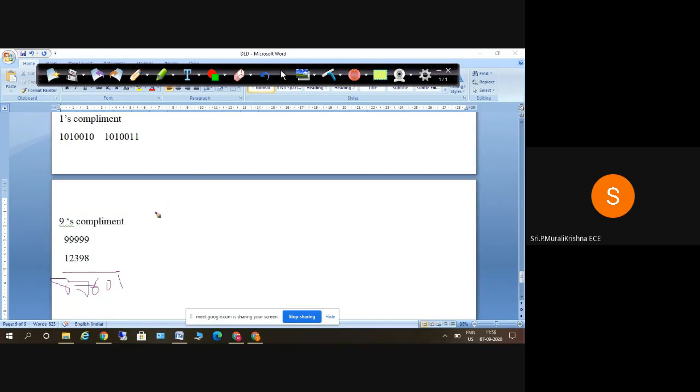In case of 16's complement, if I say 15's complement, then 15's complement is subtracting all the numbers from 15, that is F.